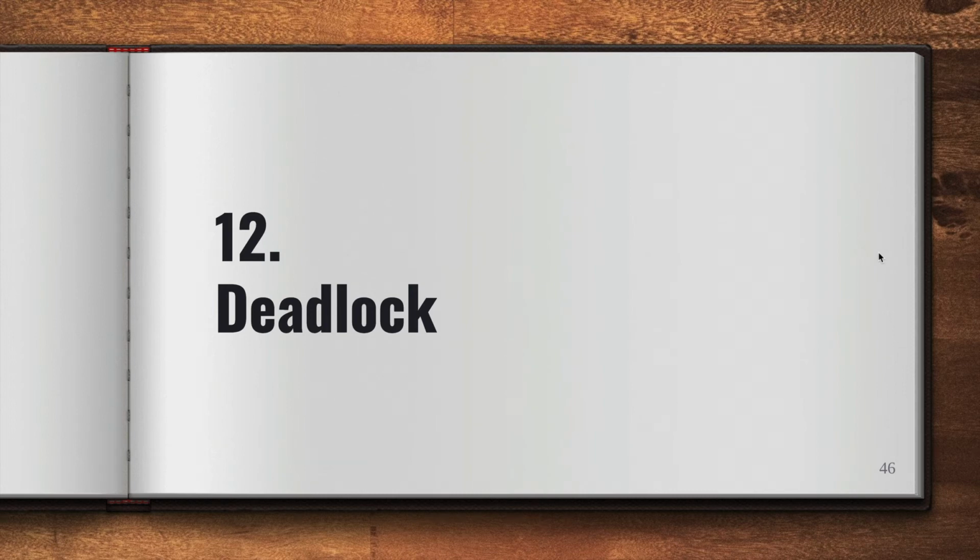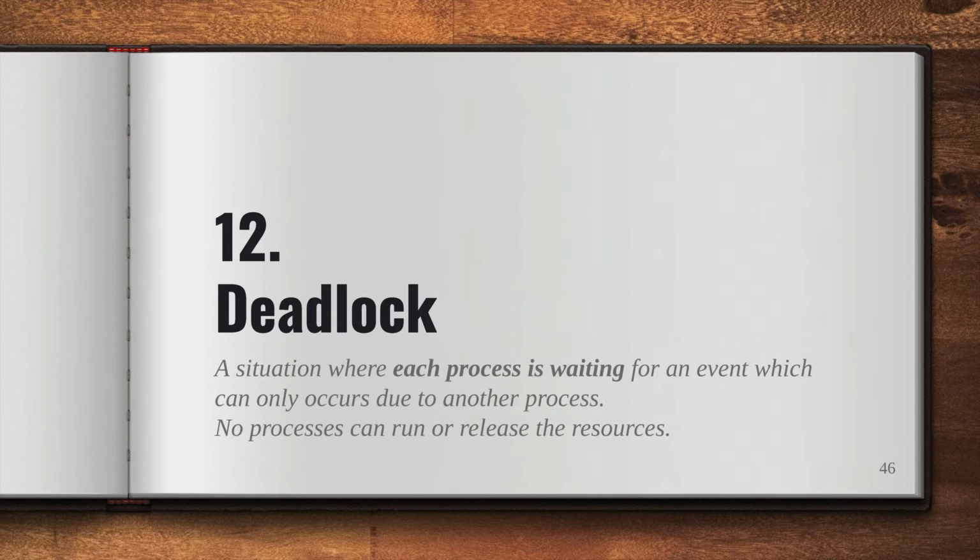Hello everyone. In the previous video, we learned about what locks are and what a lock variable is, and in this video, we will talk about what a deadlock is. A deadlock is a situation where each process is waiting for an event to occur, and that event can only occur due to another process.